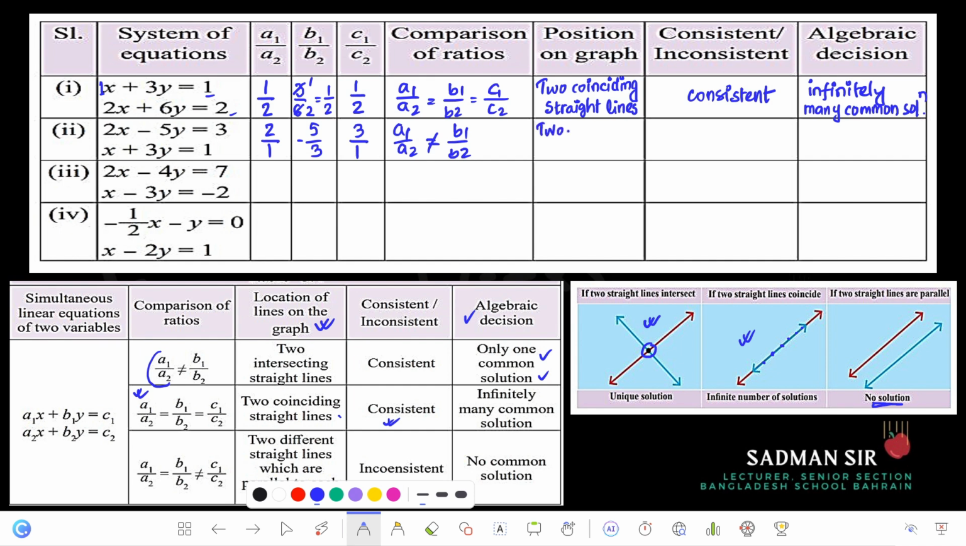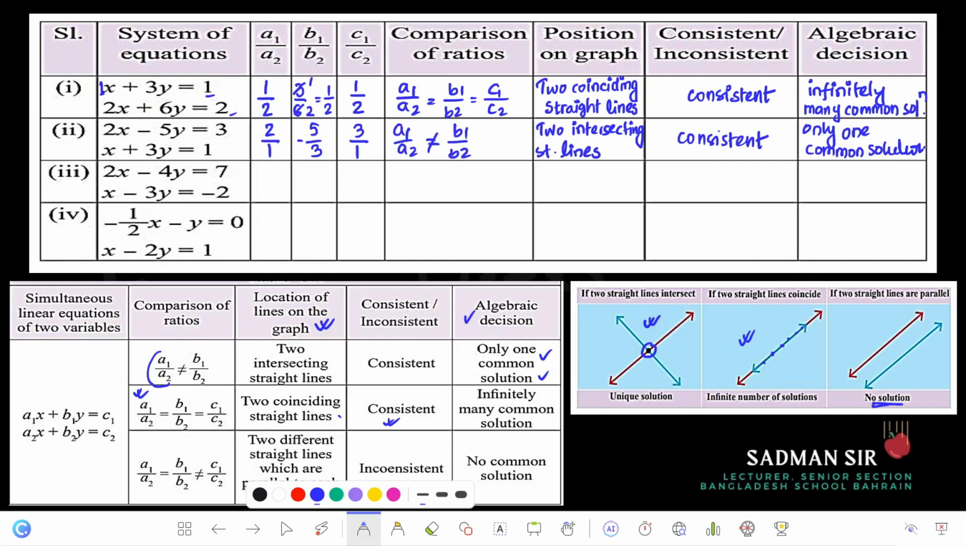That is the case. So if this is the case, then the location on the graph is two intersecting straight lines. And then it is going to be consistent. And then only one common solution.